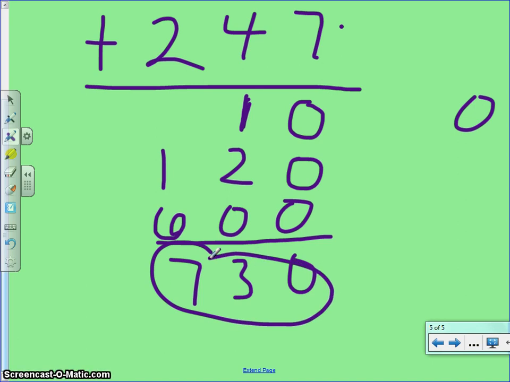So those are a few strategies that we're going to be practicing and going over in class. Use any strategy that helps you solve the answer the best way you can.